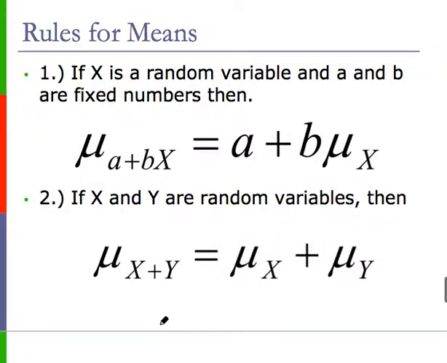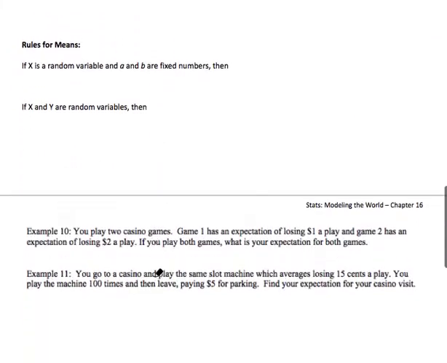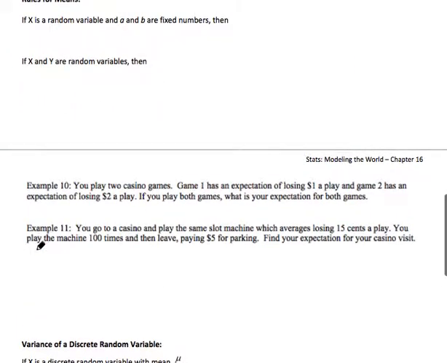All right, so now we're going to go back to the notes. Let's see an example. Okay, so for example 10, you play 2 casino games. Game 1 has an expectation of losing $1 a game, and game 2 has an expectation of losing $2 a game. If you play both games, what is your expectation for both games? So again, there's that word, expectation. That's telling you we're going to find the mean for what that expected value is. Using the notation, I think, is the best way to see this.